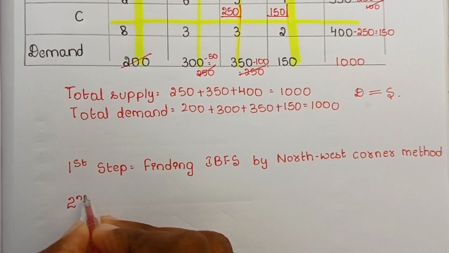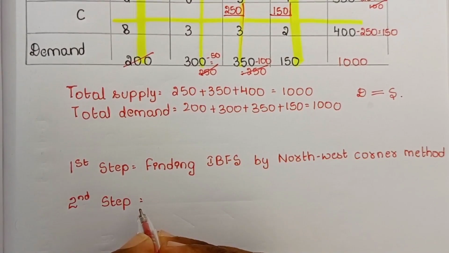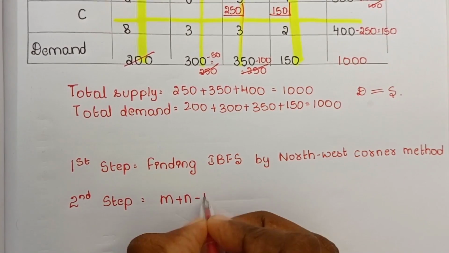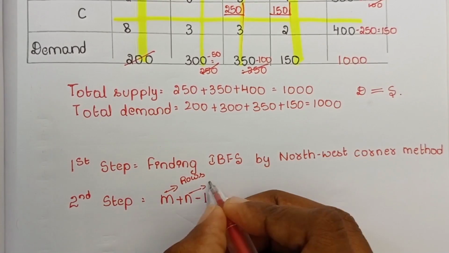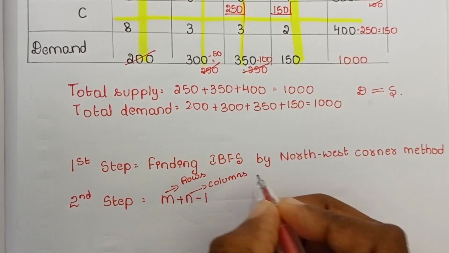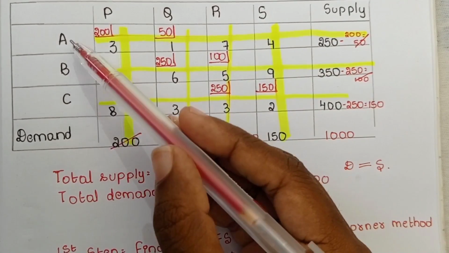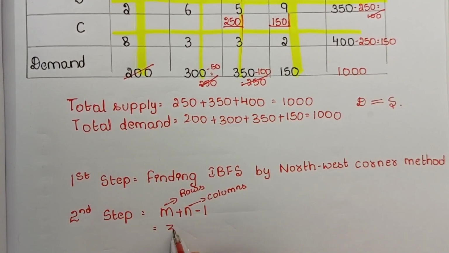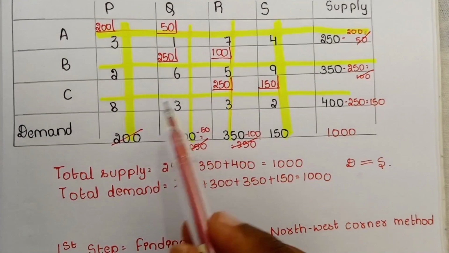So, step 2. The second step is to identify whether it is a degenerate or non-degenerate basic feasible solution. For that, we have to use the formula m plus n minus 1, where m indicates the number of rows and n indicates the number of columns. Here the number of rows is A, B and C, which means 1, 2 and 3. So m is 3, plus n, the columns. We have to identify how many columns there are in this particular problem.